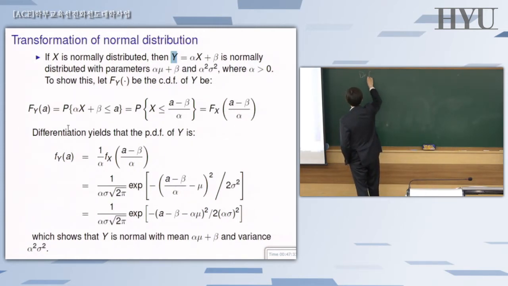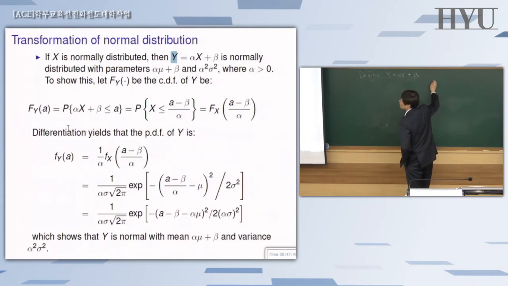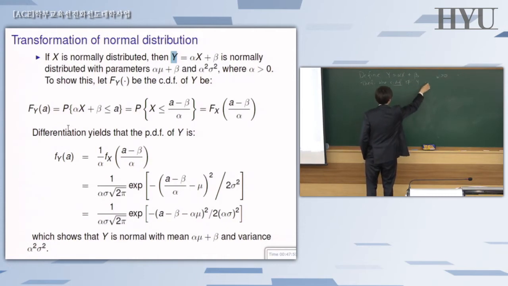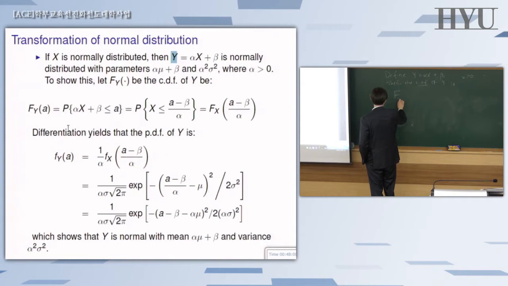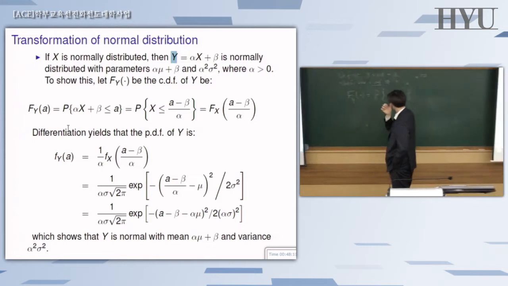So define the second variable Y to be alpha times X plus beta, where alpha is positive. Beta doesn't have to be, just some fixed number. Then the CDF of the second variable Y is given by big F, and the argument takes on little a. That's nothing but the probability that this big Y is either equal to or less than little a.